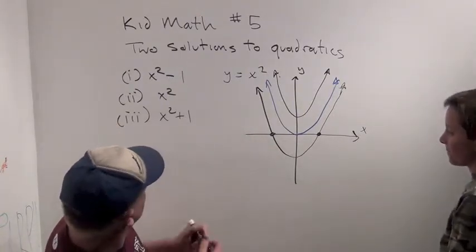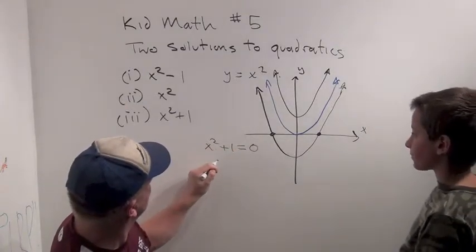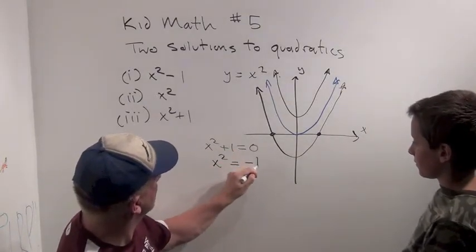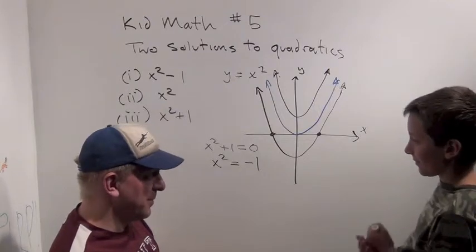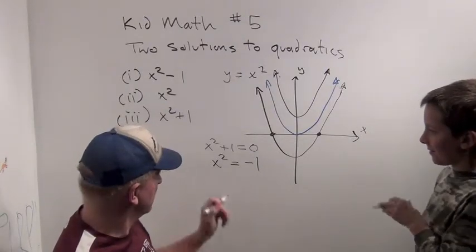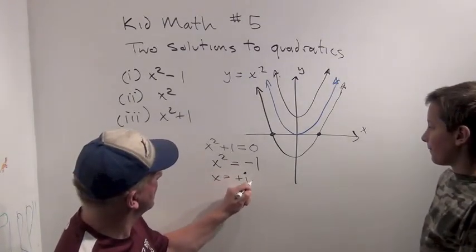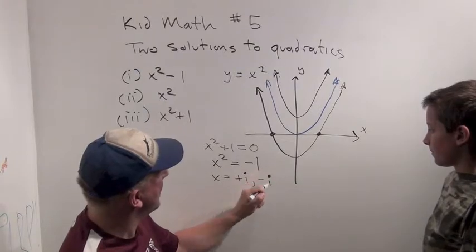Let's see what happens when we try to solve x squared plus 1 equals 0. That turns into x squared equals minus 1. Which means x is i. Well, what are the two solutions to this? i and negative i. X equals plus i and x equals minus i.